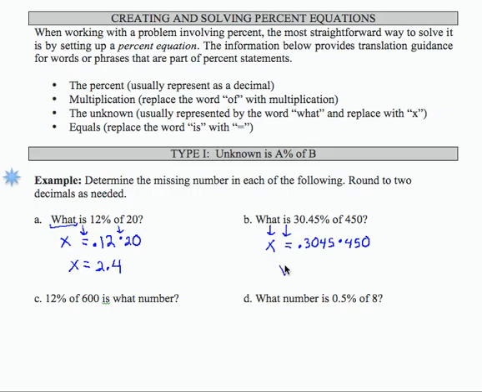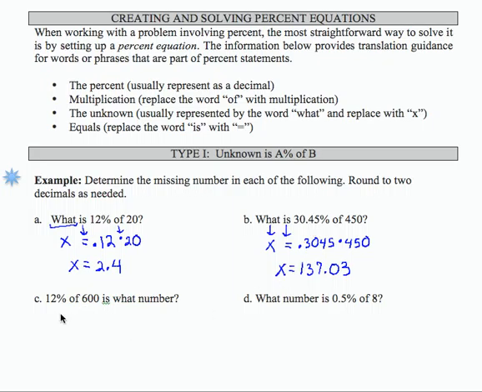Sure enough, when we multiply 0.3045 times 450, we get 137.03 if we round to the second decimal place. So again, make sure that these numbers make sense, check it back in the original, and just make sure that it makes some kind of sense.